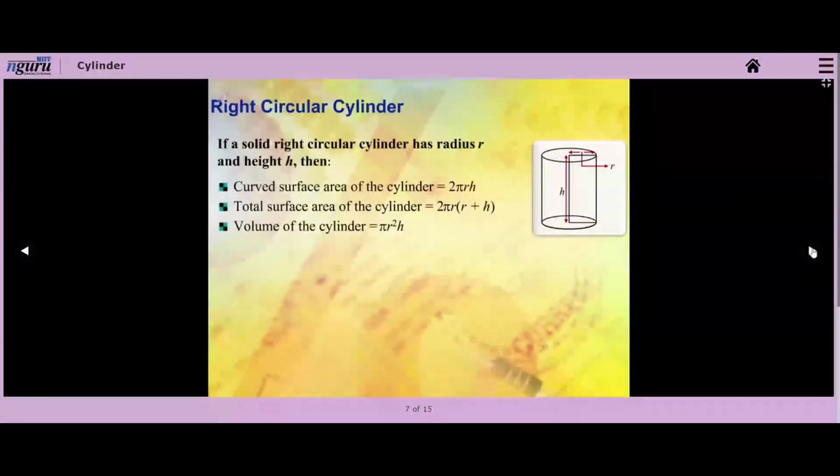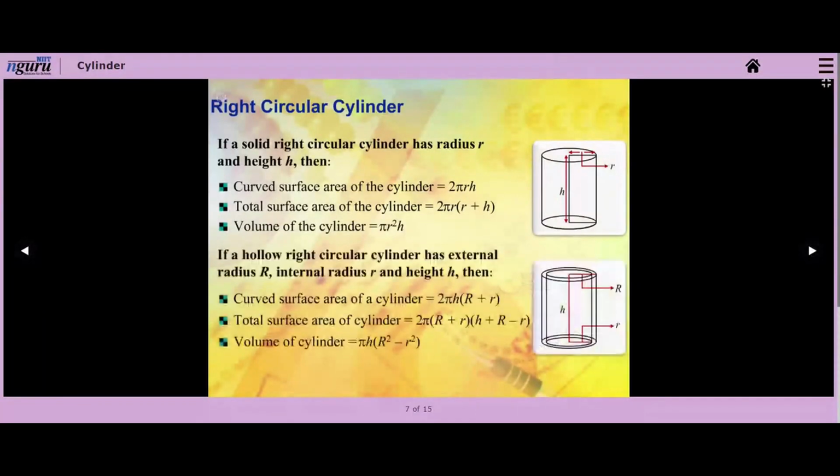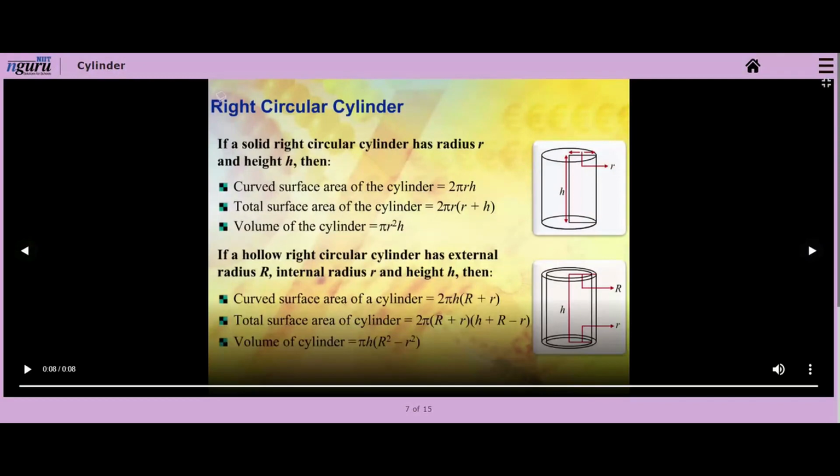Here are some formulae related to a solid right circular cylinder and a hollow right circular cylinder.